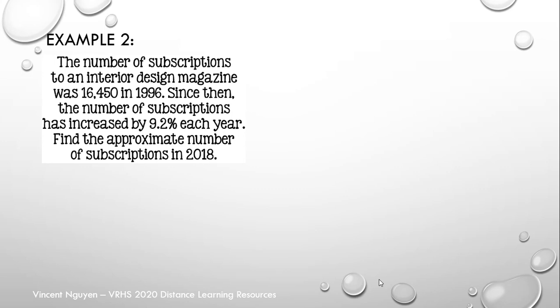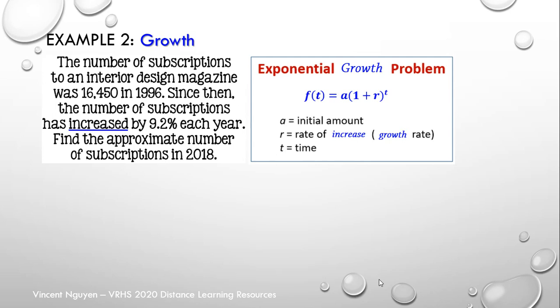Well, first we have to determine whether it's growth or decay. Well, the word increased here indicates it's a growth. So we're going to be using the growth formula, which is the same formula we used on the last example. So now we have to find the A, the R, and the T. Well, the A is the number of subscriptions that you begin with, right? So in this problem, I use S of T again, but S here is not for savings. S here is for subscription. Anyway, A would be the 16,450 subscribers that they started out with in 1996, the year they want to begin the estimation.